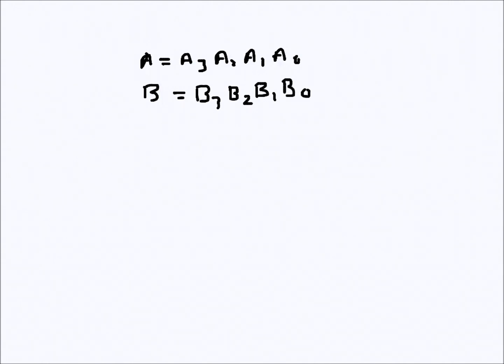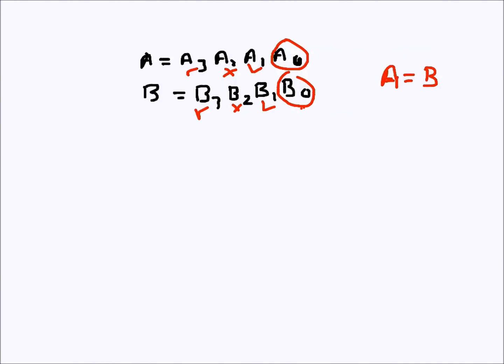If I want to say that these numbers are equal, that means this will be equal to this one, this will be equal to this one, this will be equal to this one, and this will be equal to this one. Only then we can say A is equal to B. That should be the equality test. For the equality test, we have to do a bitwise test. So first we check whether A0 and B0 are equal.